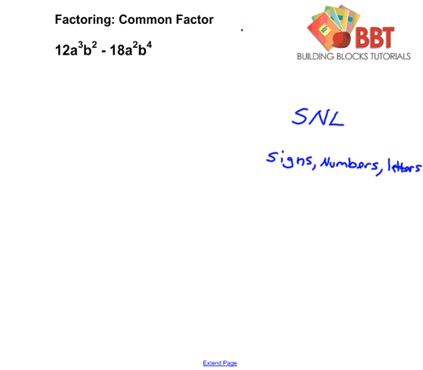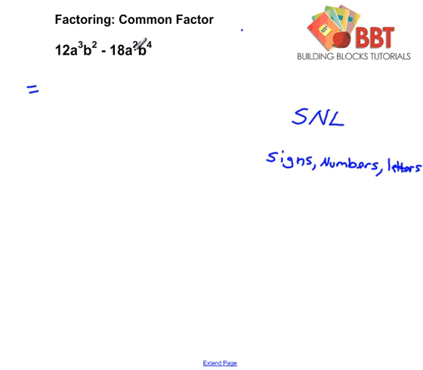Okay? So you'll factor out a sign, a number, and a letter. So let's see how this works. If I come here, I have to factor out common factors. So signs, I have a positive and a negative sign. Doesn't really matter too much, so I'll leave it positive. You could either choose to take out a negative or a positive. It's always easier when you just leave it as positive. So I'll pull out a positive sign.